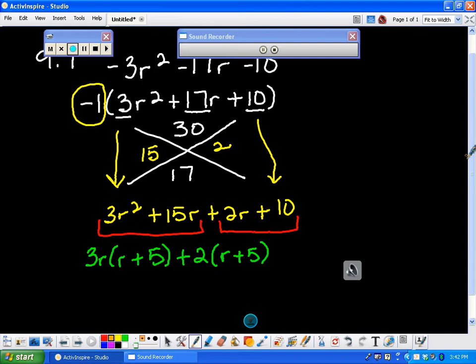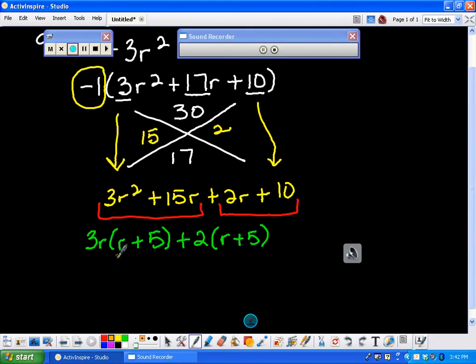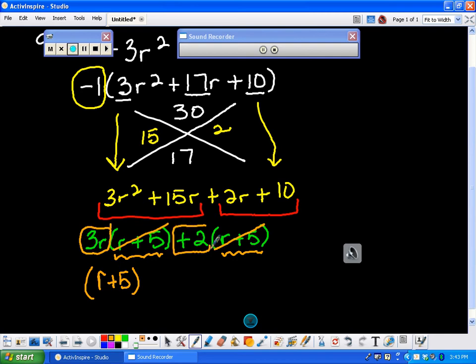Now, what I do is I look for the binomial that they have in common, which is r plus 5. And after I do that, I just cross it out so that I don't get confused. And it helps me also to see what's left over. So I have 3r plus 2. So I'm going to go ahead and create that 3r plus 2. And then, oh yeah, I have my negative 1. So I'm going to put that on the outside. And this is your answer.